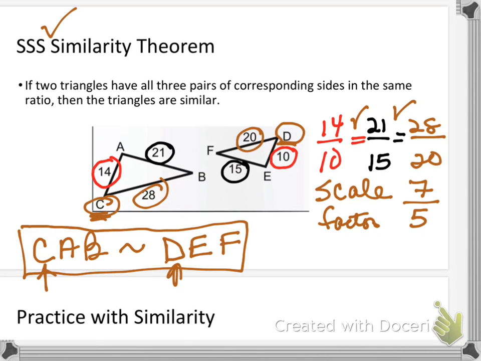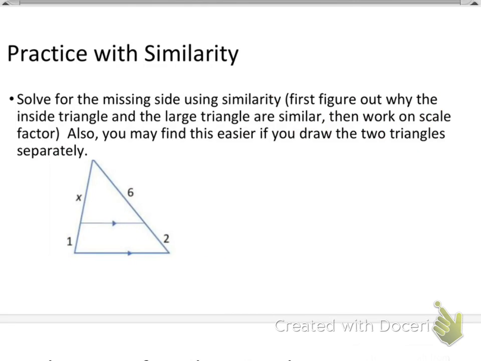Okay, so now that we have these 3 theorems covered, we're going to go ahead and do some more practice with similarity. Okay, so this slide, as promised, says practice with similarity. Let's read it together. Solve for the missing side. So what's the missing side? It looks like its value x using similarity. So it says, first figure out why the inside triangle and the large triangle are similar. Then work on the scale factor. Also, you may find this easier if you draw the 2 triangles separately. So we will indeed do that.